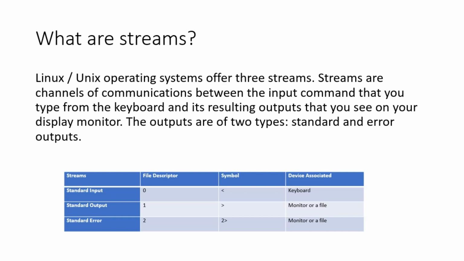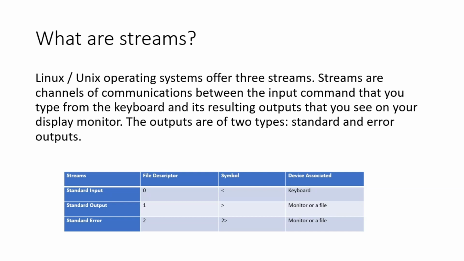The operating system assigns each stream a file descriptor that you see in the following table. Note: a file descriptor is a handle or a number that is assigned by the operating system. As we see, there are three kinds of streams: standard input, standard output, standard error. The file descriptor associated with standard input is 0, with standard output it is 1, and with standard error it is 2. While the symbol for standard input is the less than sign, for standard output it is the greater than sign, and for standard error it is 2 and the greater than sign.